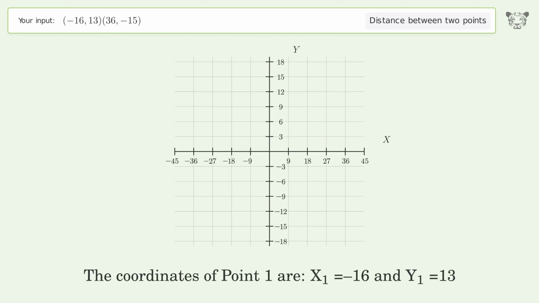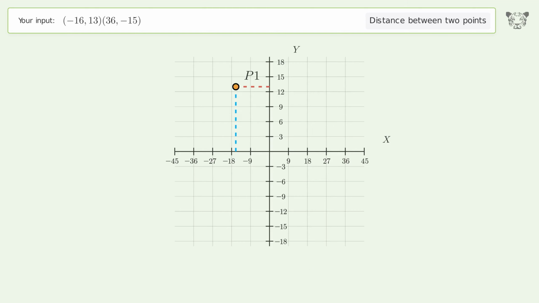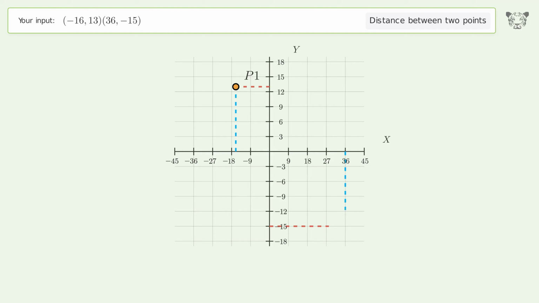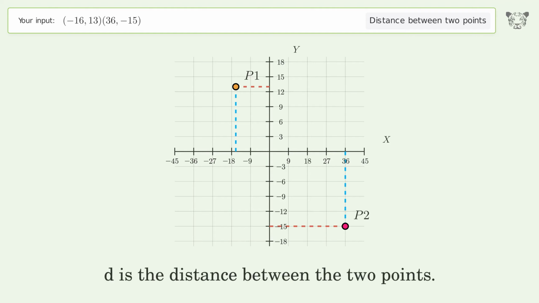The coordinates of point 1 are x1 equals -16 and y1 equals 13. The coordinates of point 2 are x2 equals 36 and y2 equals -15. D is the distance between the 2 points.